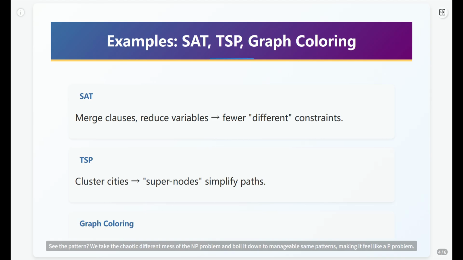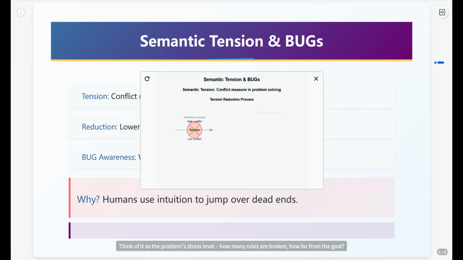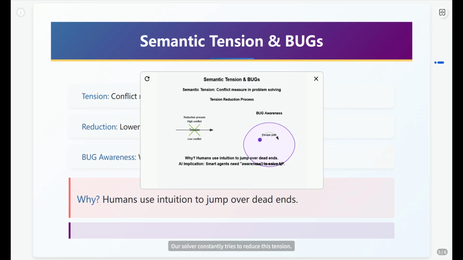See the pattern? We take the chaotic, different mess of the NP problem and boil it down to manageable, same patterns, making it feel like a P problem. Now, how do we navigate this compression? Using something called semantic tension. Think of it as the problem's stress level. How many rules are broken? How far from the goal? Our solver constantly tries to reduce this tension.